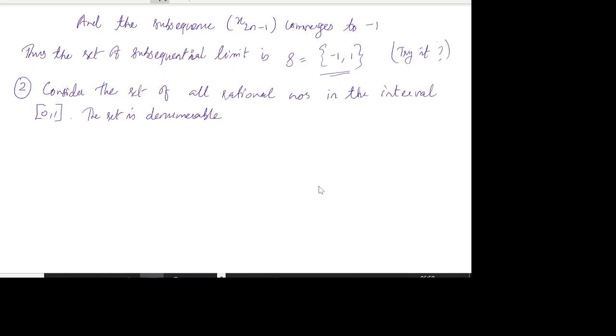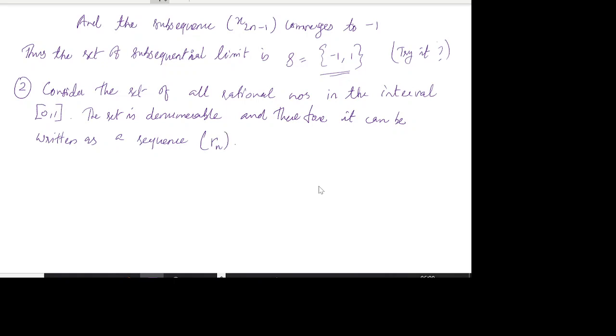And therefore, denumerable means either finite or countable, I have said. So it should have a sequential form, right? And therefore, it can be written as a sequence Rn.